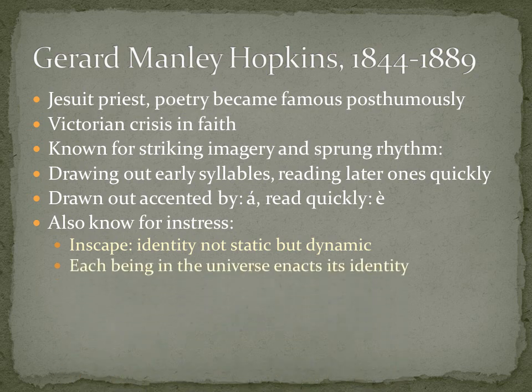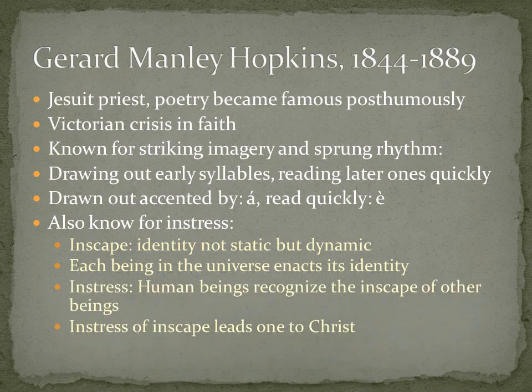That's fairly straightforward. The next is that each being in the universe, human, animal, etc., acts out this identity. We perform it. So our identity changes, but you can see our identity in who we are and how we act. The one is current state. Human beings, though, this is the next step, are unique and different, say, than animals and other creatures, because we have the ability to recognize the inscape of other beings, to see their identity and identify it. And that's what instress is. So the first two points here come from the older medieval idea of haecceity, and then Hopkins' idea that he introduces is the instress here.